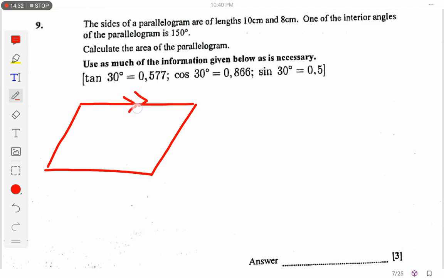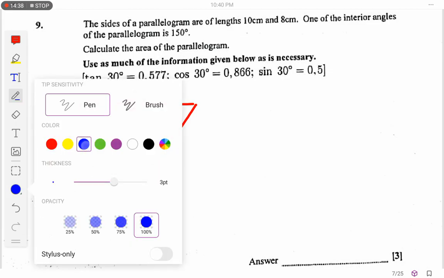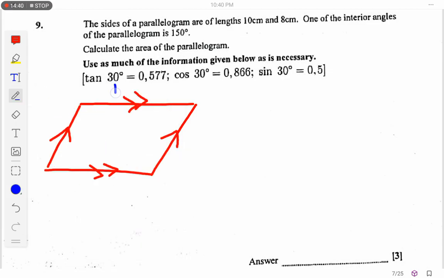So these are parallel, these are parallel, these are parallel, these are parallel. Then we are given that the sides are 10, so I can say this is 10 centimeter and this is 8 centimeter. 10 centimeter, 8 centimeter. Okay, then the interior angle of the parallelogram is 150. So this is going to be my 150 here.